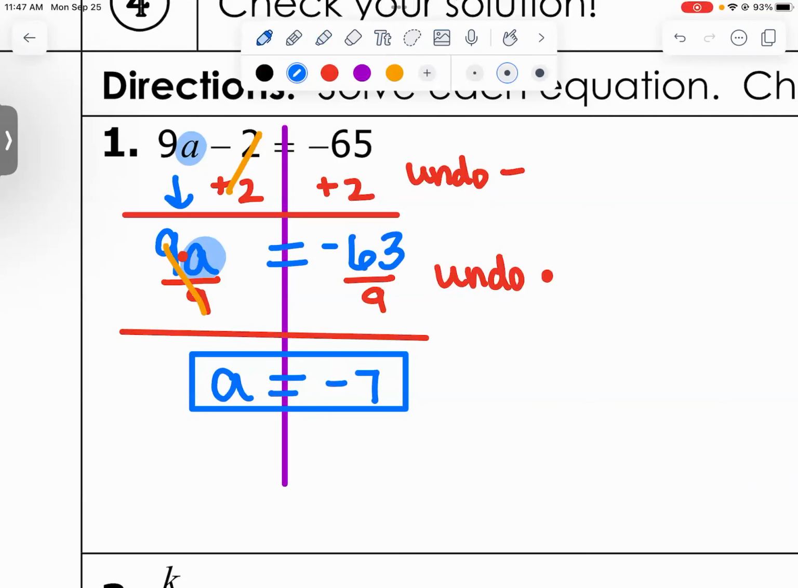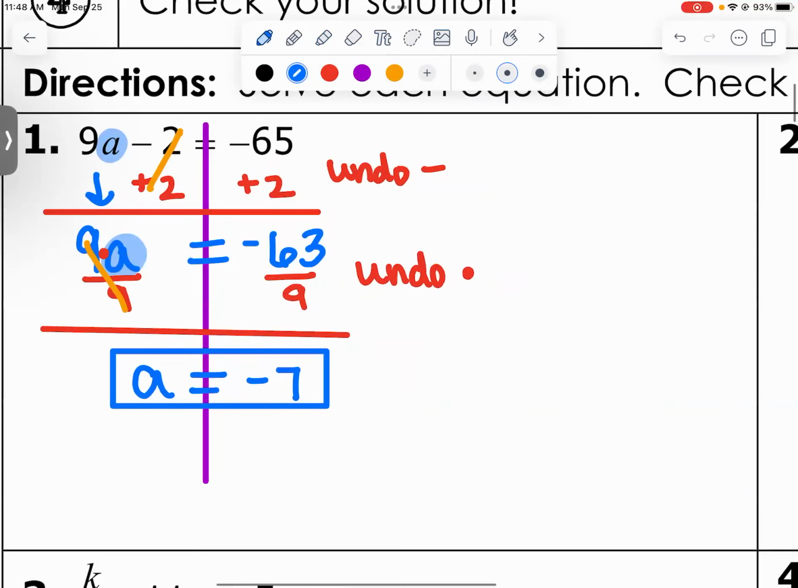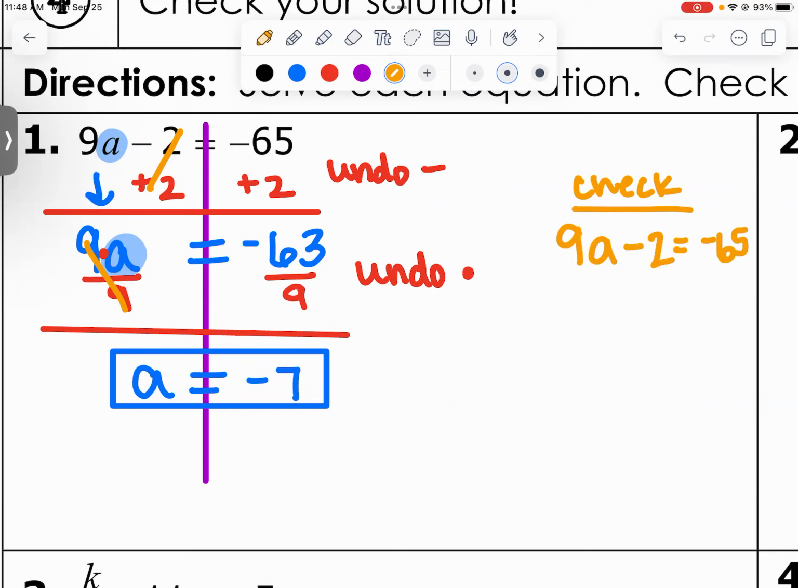Our answer is negative 7. Now remember, when we get a solution, that's a fancy word for our answer. We can always check to make sure that our solution is correct. Our equation was 9a minus 2 equals negative 65. So if we take 9 times negative 7 minus 2, does that equal negative 65? Let's check. What's 9 times negative 7?